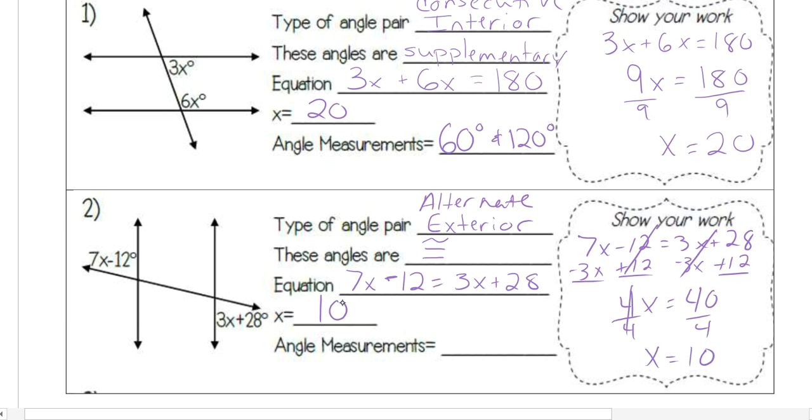But again, that does not mean that I am done. I then need to plug that 10 into my equations. So 7 times 10 is 70. Take away 12 would be 58. And since we know they are congruent, that means both angles are going to be 58.